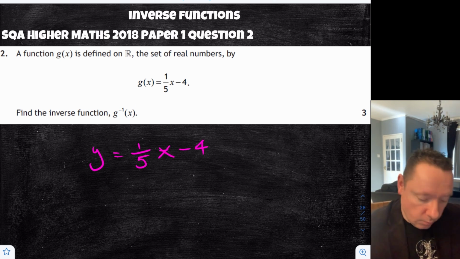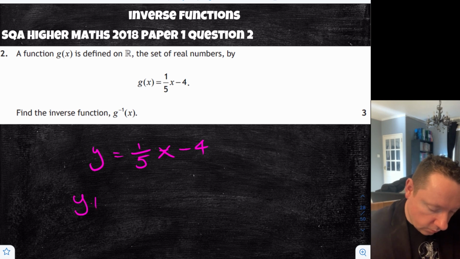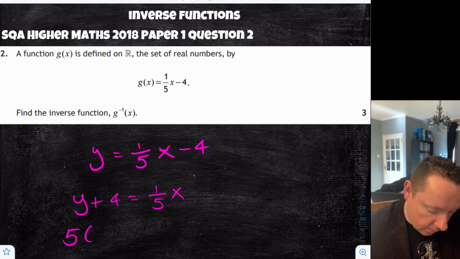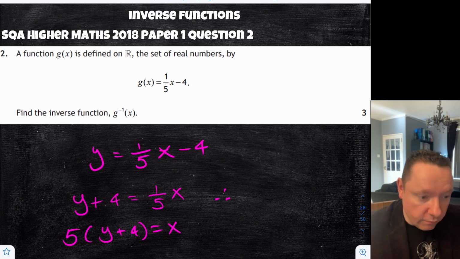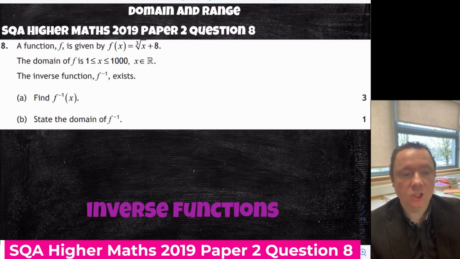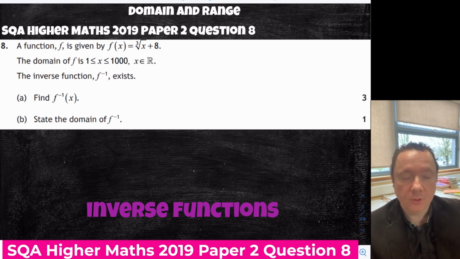And make x the subject, so I've got y plus 4 equals 1/5 of x. Times on both sides by 5, I get 5 bracket y plus 4 equals x, and therefore our inverse function of g is equal to 5 bracket x plus 4, or if you prefer, you could expand the bracket to get 5x plus 20. And we're done there. Okay, SQA Higher Maths 2019, paper 2, question 8.